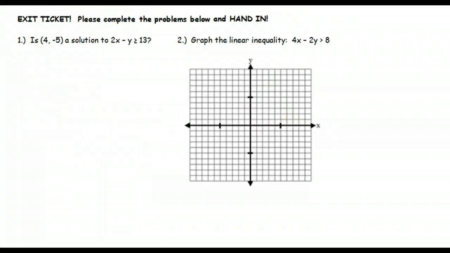Now if you turn to the front of your packet, you have an exit ticket. Complete both problems 1 and 2 and check them with an adult in the room. Once you have completed them with 100% accuracy, you can move on to your homework.